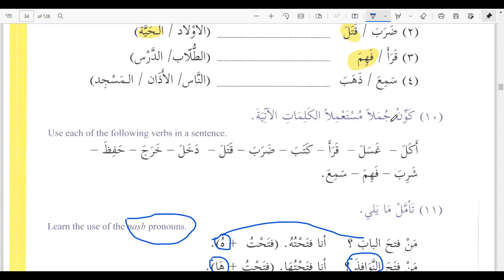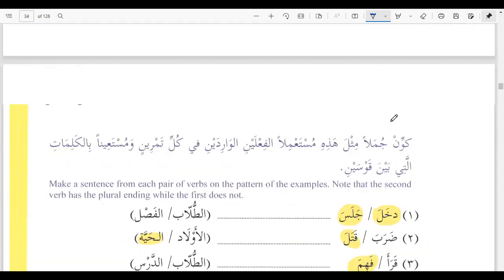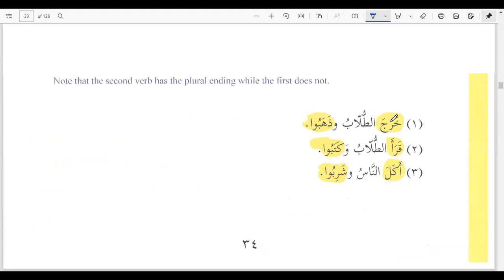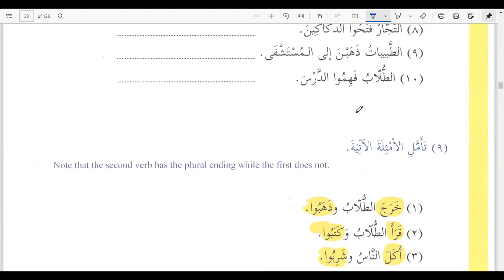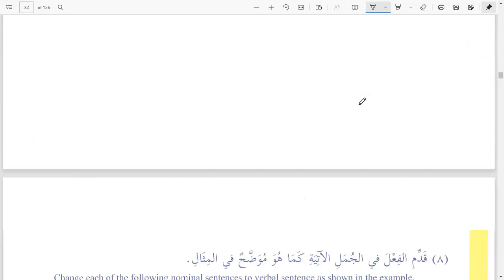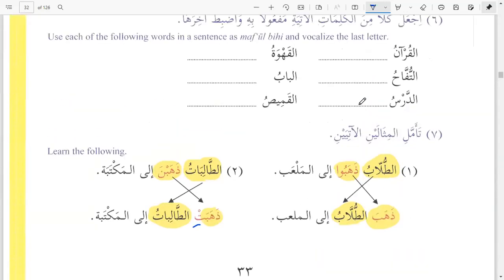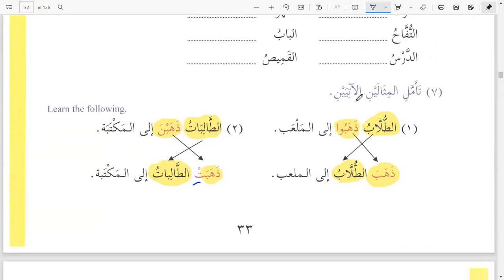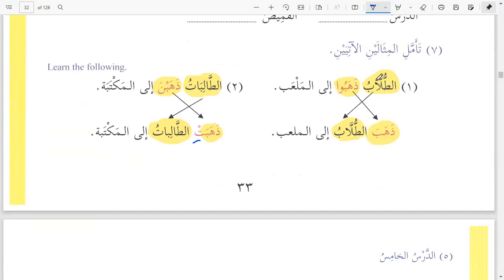Sir, I want to ask a question: what is the difference between the nominal sentence and the verbal sentence, as the verbal sentence starts from the verb and the nominal sentence starts from a noun? What is the other difference between them, that with the verbal sentence we use the single form of the verb, but with the nominal sentence we use the plural form of the verb? Kindly sir, guide.